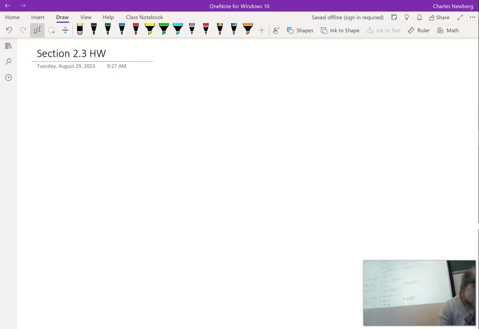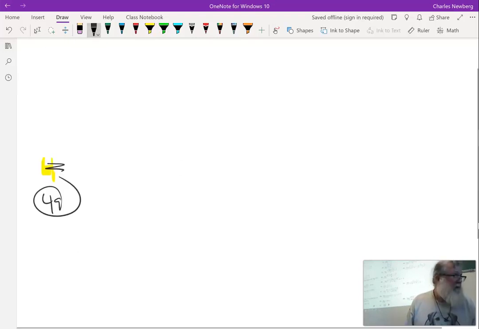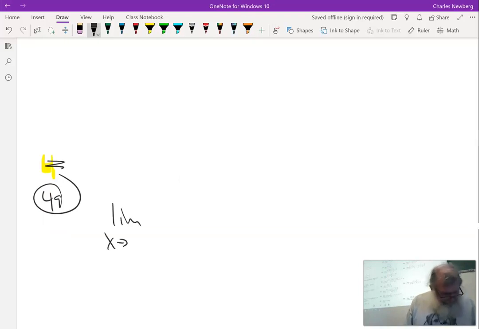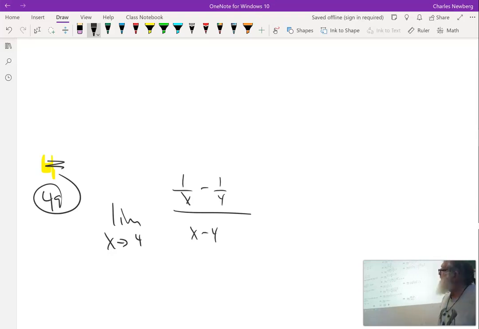So 49. All right. The limit as x goes to 4 of (1 over x minus 1/4) over (x minus 4). Basically, oops, sorry, let me get it on both sides. Basically, we have a rational function here. It's not quite in that form, but we could clean this up and make it in that form. So I have a rational function, kind of a polynomial, although it's kind of a composition of them.